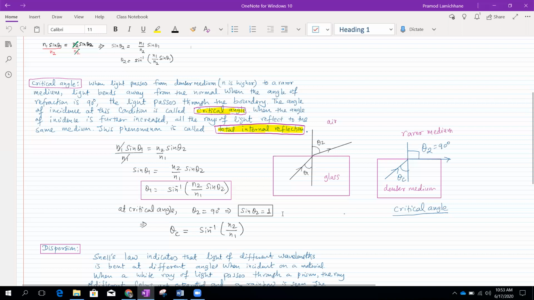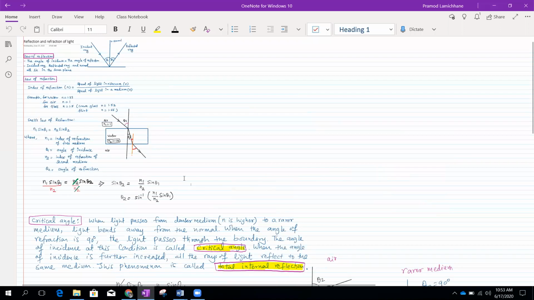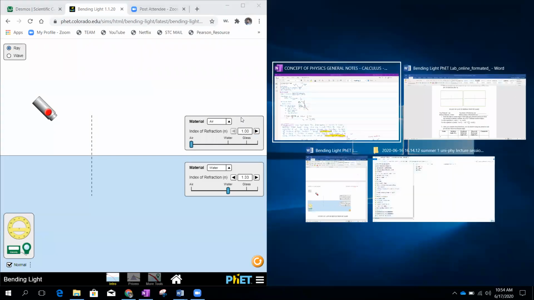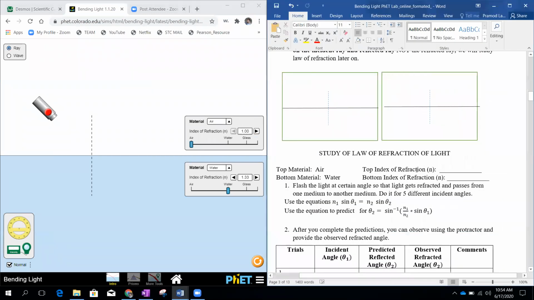So now let me show you how you actually do this lab. Let me go back here. This is our bending of light lab. Let me show another lab also here.